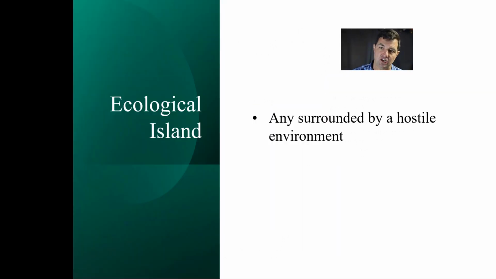So an ecological island is any area surrounded by a hostile environment. And by hostile environment, obviously we're talking about hostile to nature. So this is any maybe developed area and so forth. And it can be a little bit tricky because it kind of depends on the species, but we'll talk about that in other lectures later on. But that's what an ecological island is.